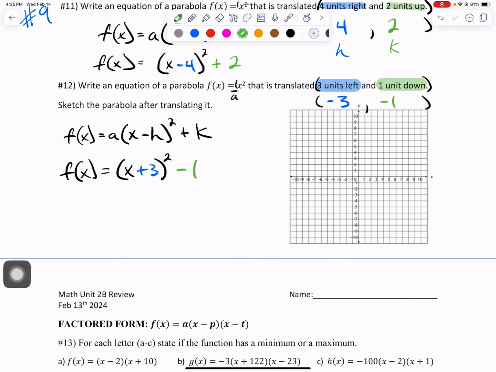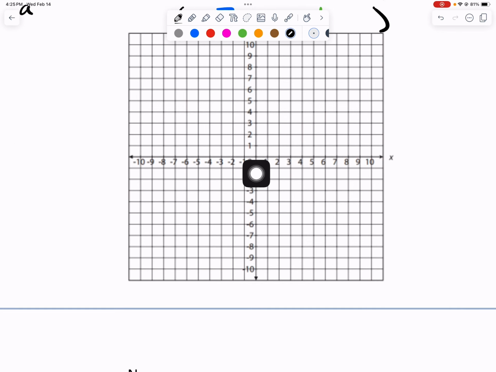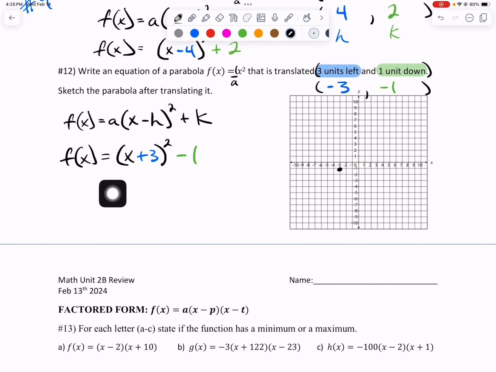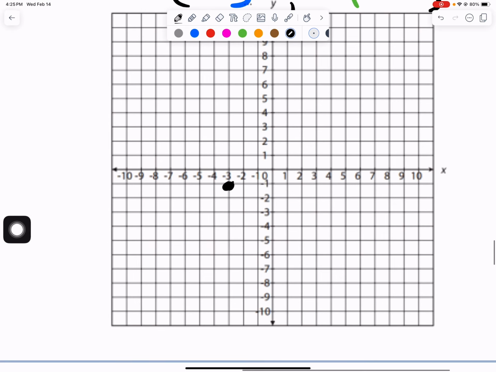It wants us to sketch the parabola after translating it. Well, let's just take a look. So translated negative 3 and negative 1. Let's go ahead and plot that point. Then we're going to go to the left 3, and we are going to go down 1. Now, what do we know about that a value? Yes, there's an imaginary positive 1 there. So let's do our best to go boom.